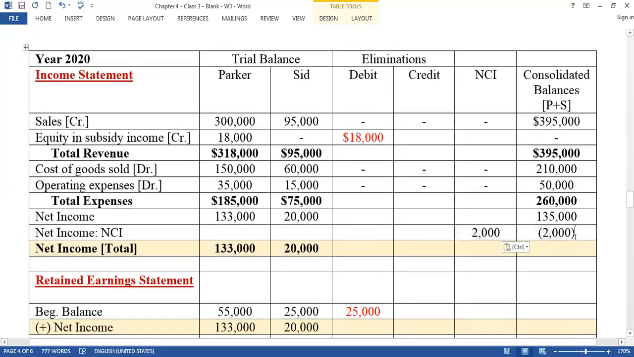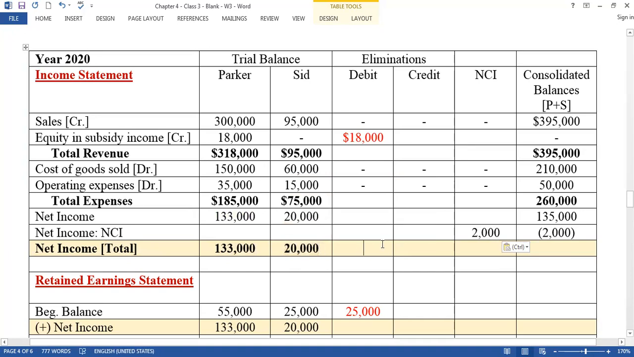So this is the thing you may make a mistake on. This $135,000 is the total net income, but we know that 10% of the subsidiary's $20,000 is not ours. So we deduct this. Clear? Now we are done up to here. Now we know that this is the total column, right? This is the parent company's total net income. This is the subsidiary company's total net income.